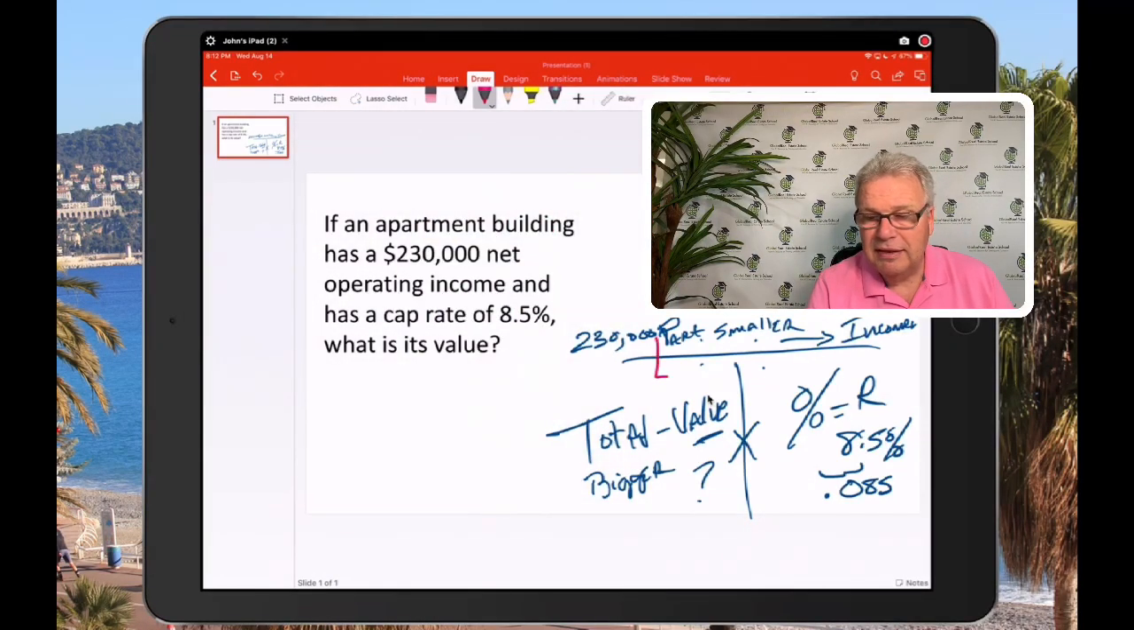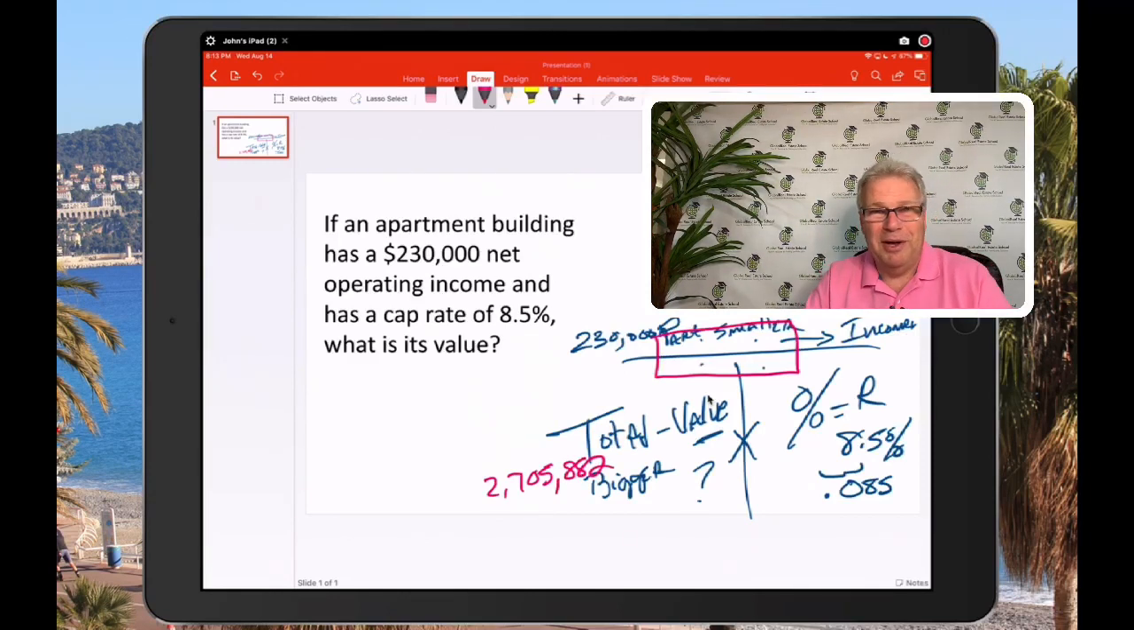Now, I just want to highlight this. What does our math tell us to do? Divide. So I'm going to take 230,000 and divide that by 0.085, and I get 2,705,882 and some change.